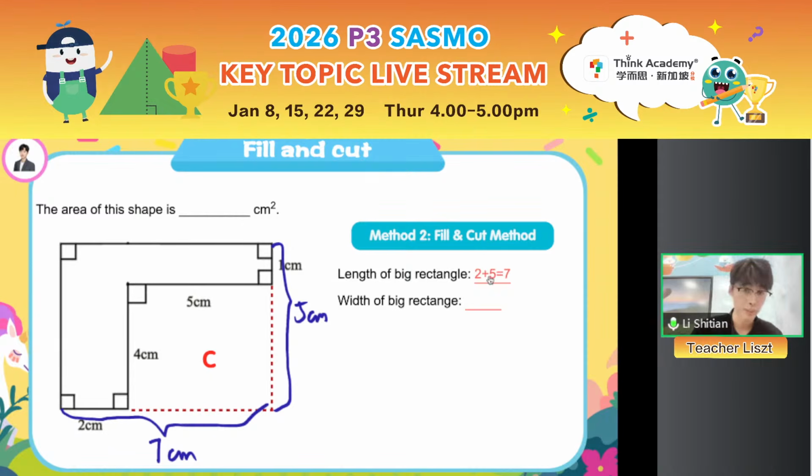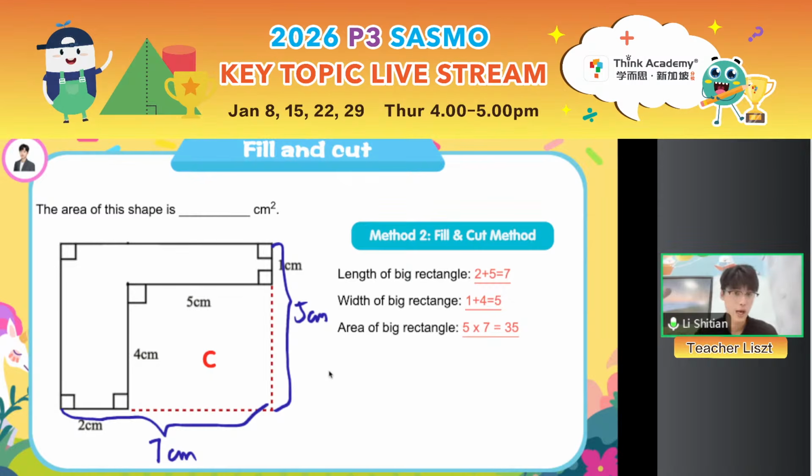We know the width of the big rectangle. Can you guys find out the area of it? Of course, right? Really easy. We only need to use 5 times 7. Then we find out the answer, which is 35, right? Easy. Then we find out the area of the big rectangle.